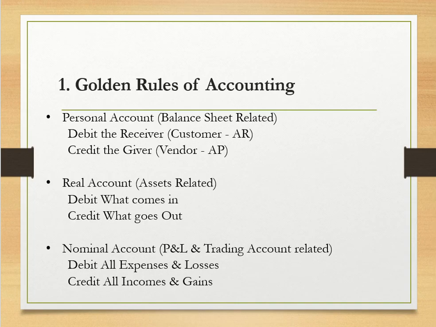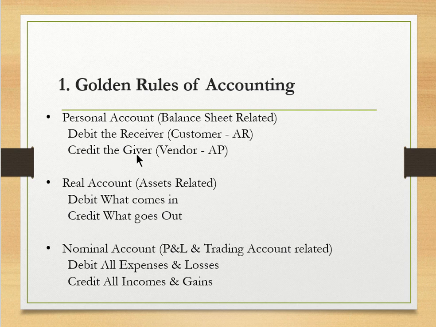The first question is going to be the golden rules of accounting. There are three types of account: personal account, real account, and nominal account. When it is a personal account, it is balance sheet related, persons related. So debit the receiver and credit the giver. The receiver usually will be the customer, and credit the giver.